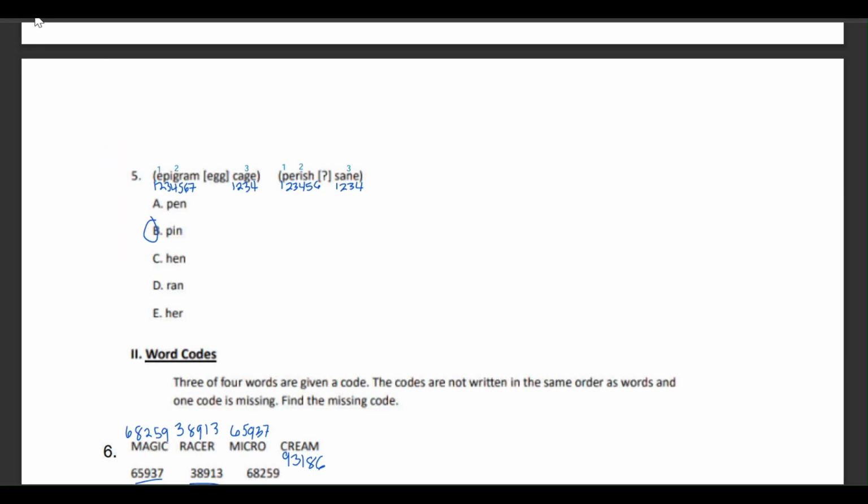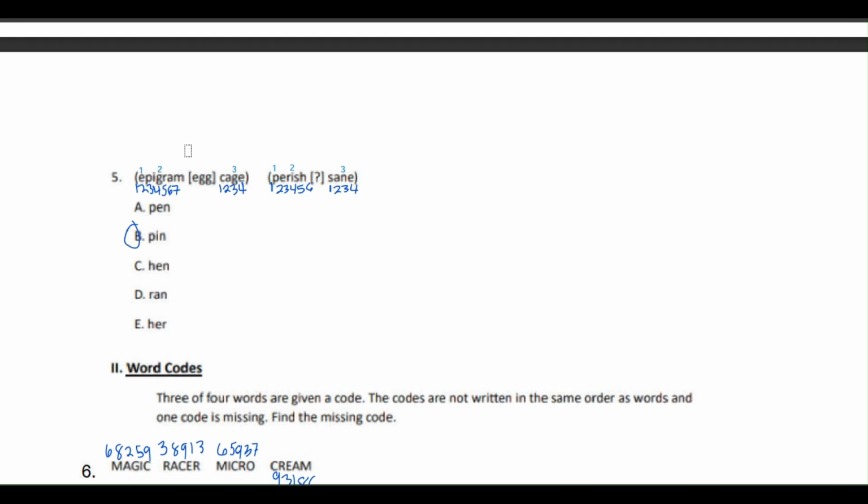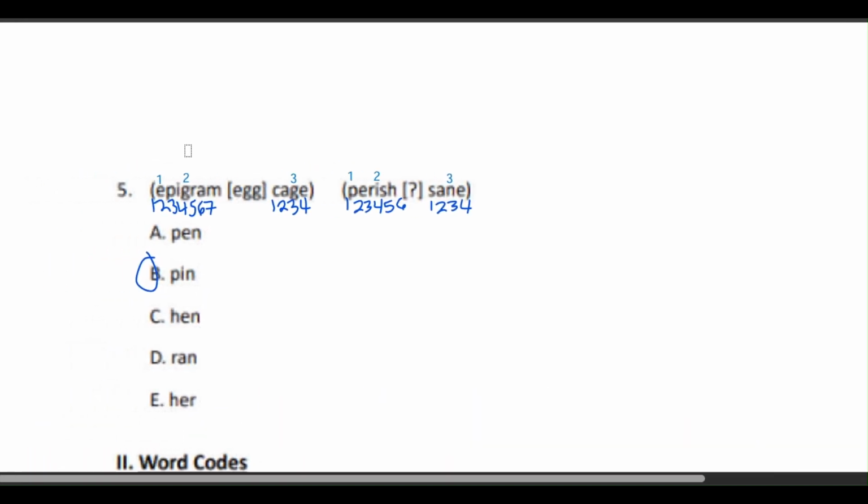The puzzle states epigram, cage follows the same rule as parish, sane. The choices are A pen, B pen, C hen, D ran, E her. The correct answer is B pen. Now, why not the others?